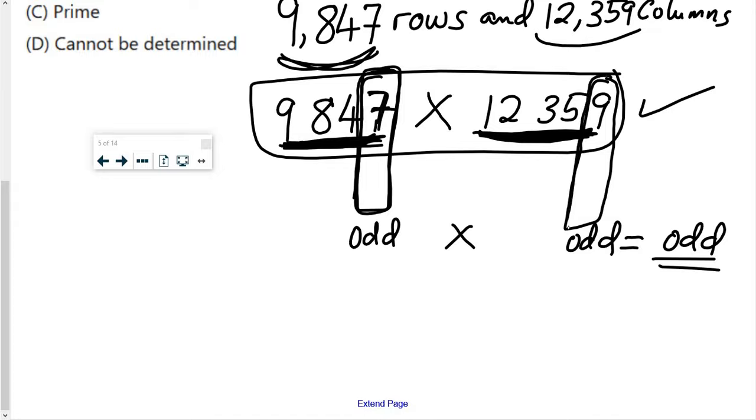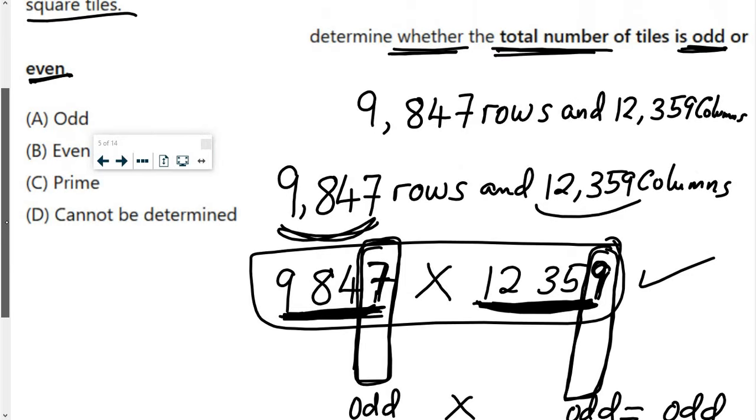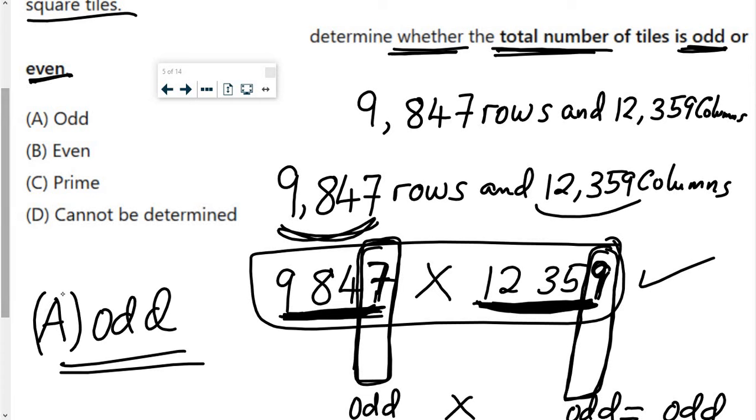And here, if the last digit is odd, automatically the whole number becomes odd. And what is odd times odd? Odd times odd is odd. So the answer is option A. So the answer here is option A, and you write the sentence in front of it.